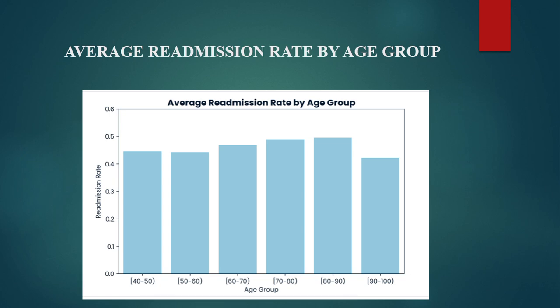Here we are looking at the average readmission rates. We look at how readmission rate changes with age. The trend shows a gradual increase in readmission rates from 40 up to 80 years, peaking around the 70 to 80 age group before slightly declining among 90 years and above. This pattern aligns with the earlier finding that circulatory and chronic conditions are more prevalent among older patients, increasing the likelihood of readmission.